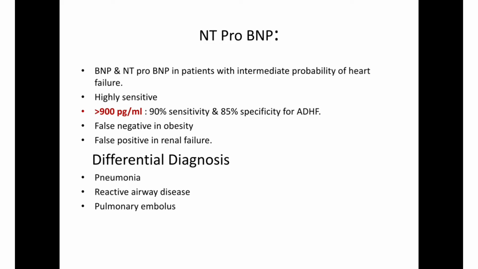Then there comes the role of NT-proBNP. By checking its level, if it is more than 900, we have 90% sensitivity for acute heart failure. But we have to know that in obese patients there are false negative chances, and there are false positive values in renal failure patients. The differential diagnosis of acute decompensated heart failure can be pneumonia, reactive airway disease, and pulmonary embolism.